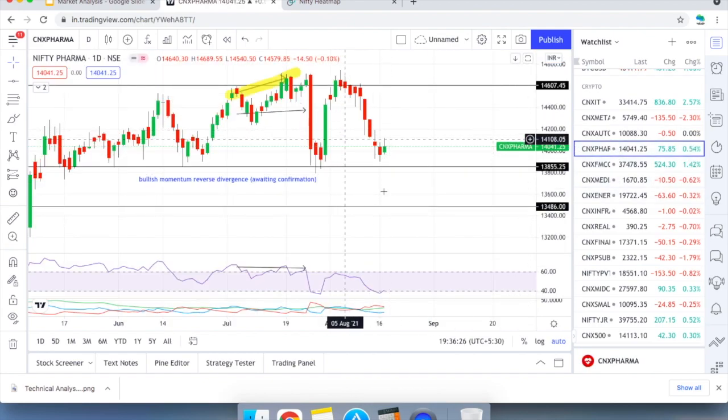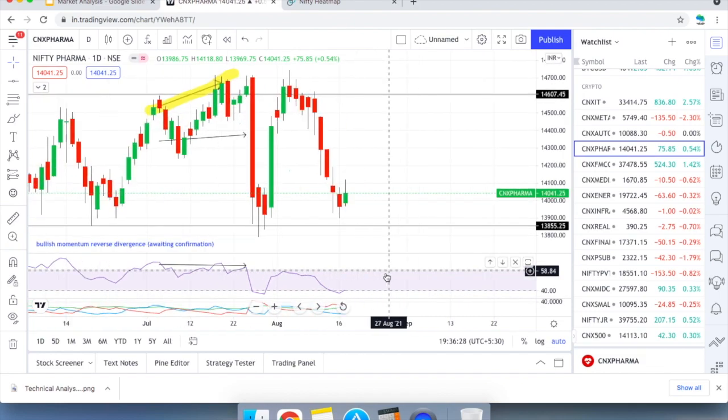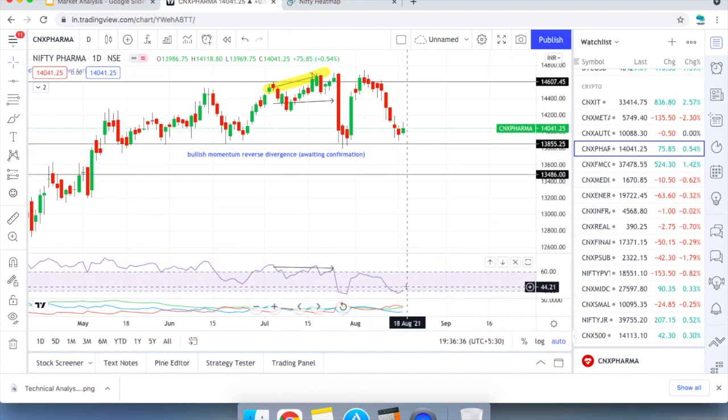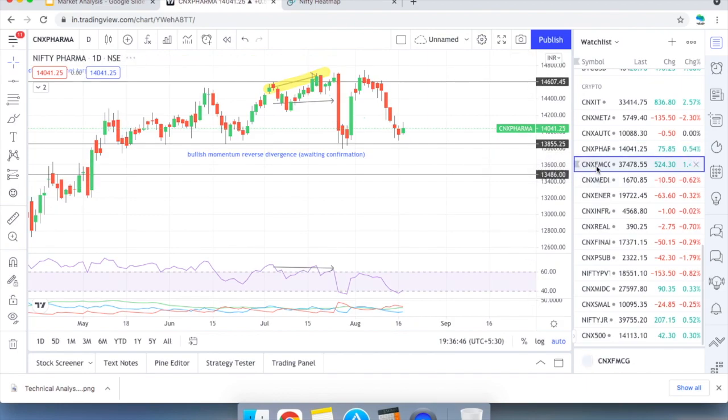Pharma has also turned bearish, and it has now slipped below 40 on momentum and is resisting there. So pharma is not to be touched until you get a confirmation that it takes support at the lower levels on the momentum, or it moves above 60. Otherwise you don't have to touch it. So auto and pharma continue to be sideways.